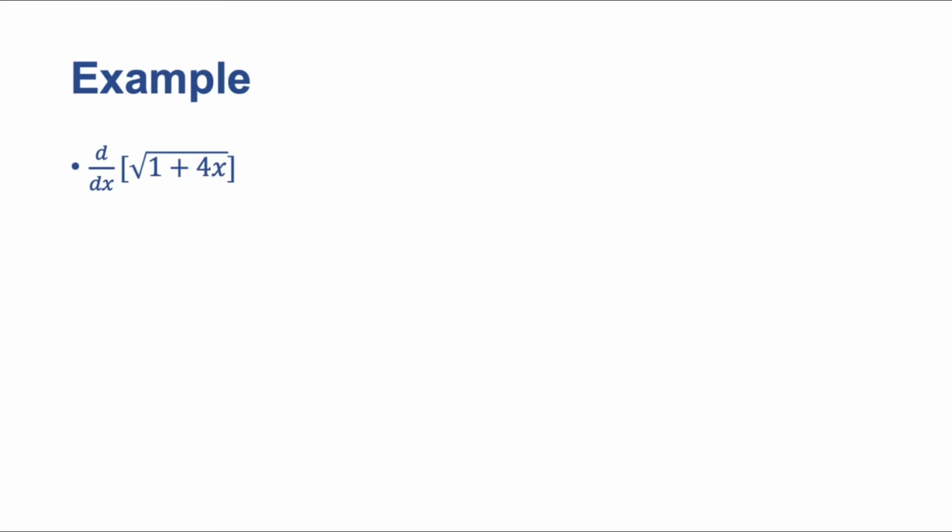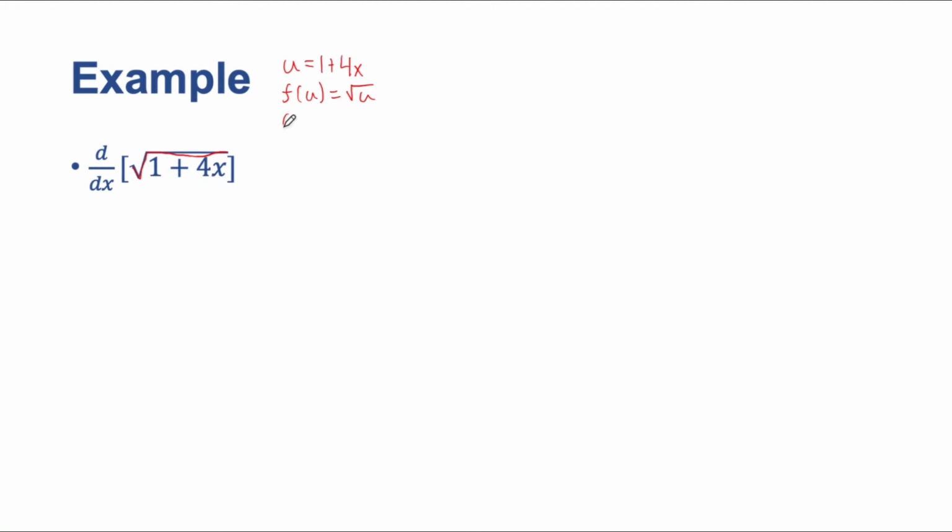First, we're going to take the derivative of the square root of 1 plus 4x. So our outer function is going to be the square root, and then our inner function is going to be 1 plus 4x. I like to set our inner function equal to u instead of g of x because it's easier to write out, so I'm going to write u is equal to 1 plus 4x. And that means if I want to write out my function f of u, is going to be the square root of u.